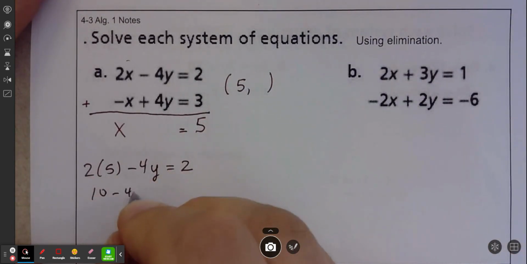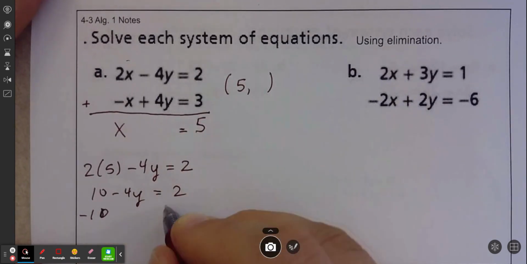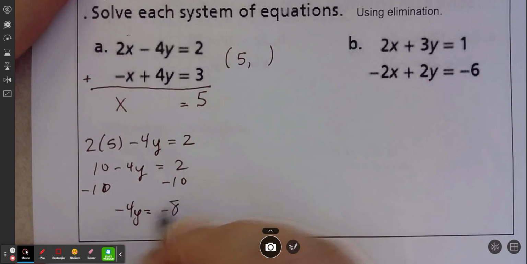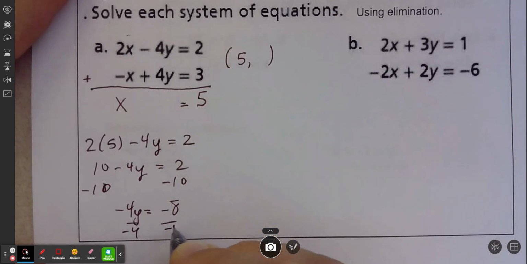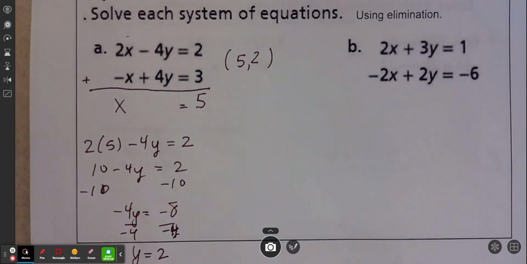2 times 5 minus 4y equals 2. 10 minus 4y equals 2. Subtract 10. Negative 4y equals negative 8. Divide by negative 4. Y equals positive 2. If this was a test, I might throw that into Desmos just to check it.